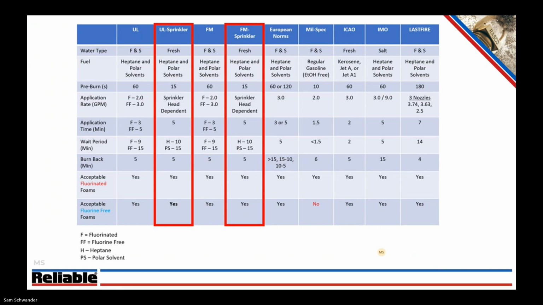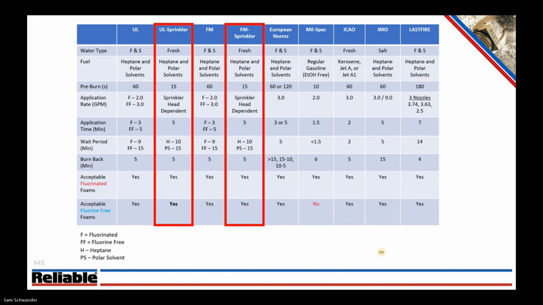And then the other big difference is the UL sprinkler grid is a 12 and a quarter by 12 and a quarter spacing. The FM sprinkler grid for testing is a 10 foot by 10 foot spacing. So those are the two big differences between a UL listing and an FM approval. The total square footage on the 12 and a quarter by 12 and a quarter is 150 square feet, but the FM 10 by 10 is 100 square feet.